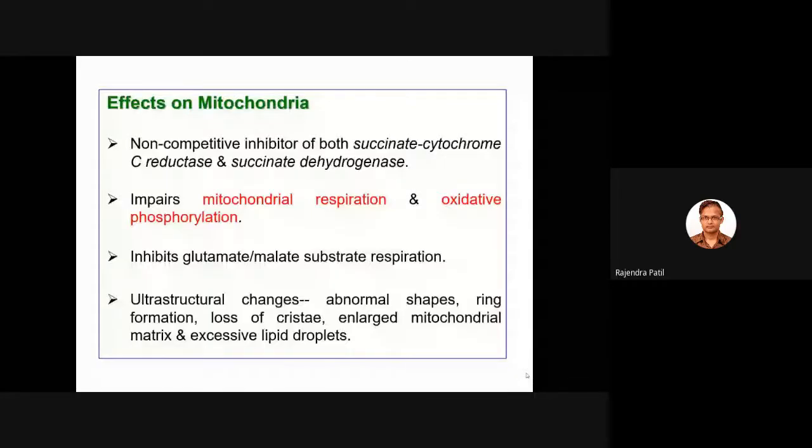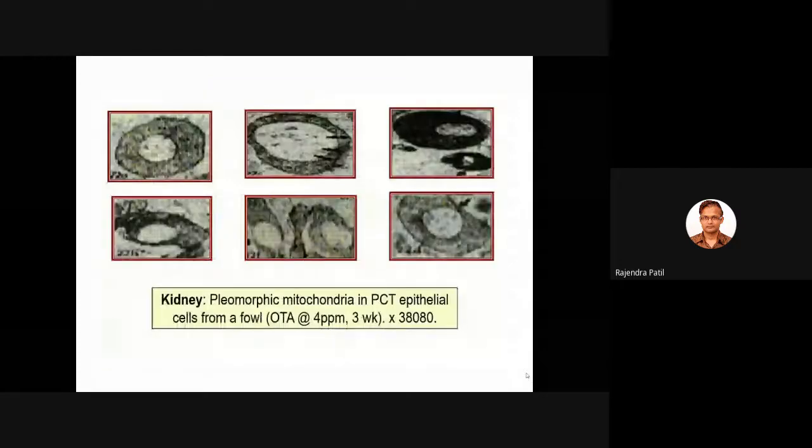And that's why, ultrastructurally, we can see the different mitochondrial forms, the ring form of the mitochondria. You can see in this picture, and in this one, a number of ring forms of the mitochondria in the kidneys. That means the target organ is the kidney, because the proximal convoluted tubules have the OTA receptors, and that's why the PCTs are mainly affected during ochratoxin toxicity.